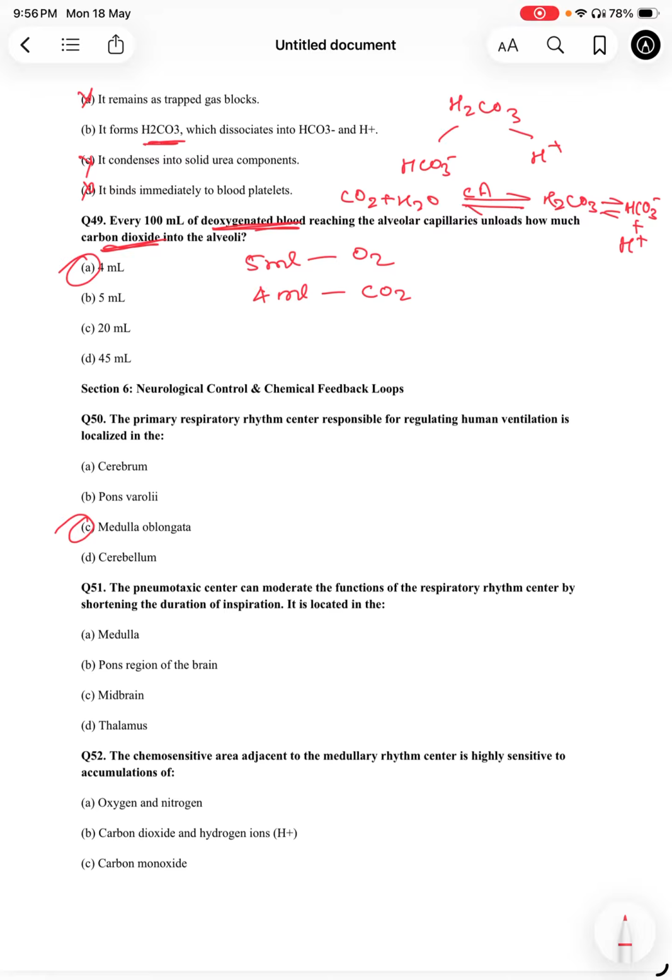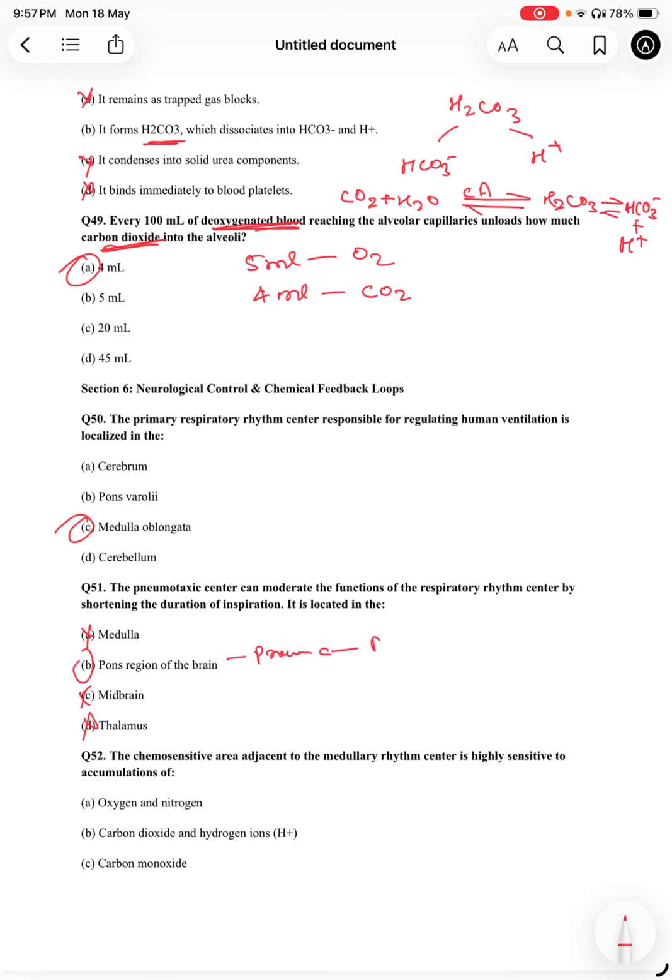The pneumotaxic center can moderate the functions of the respiratory rhythm by shortening the duration of inspiration. It is located in? The answer is the pons region of the brain, correct? It can't be the medulla. It's not the thalamus. It's not the midbrain. It is the pons. This is the pneumotaxic center, correct?